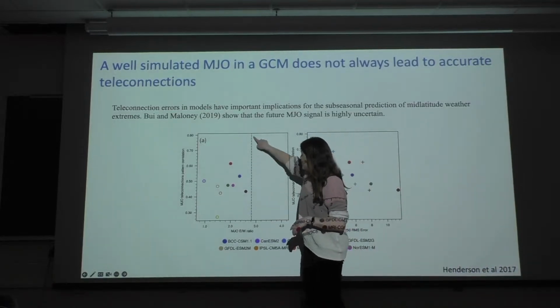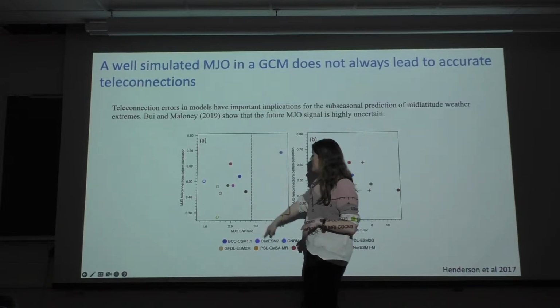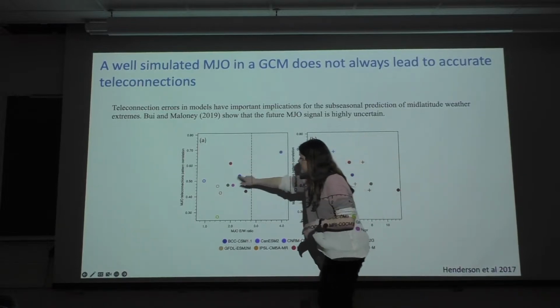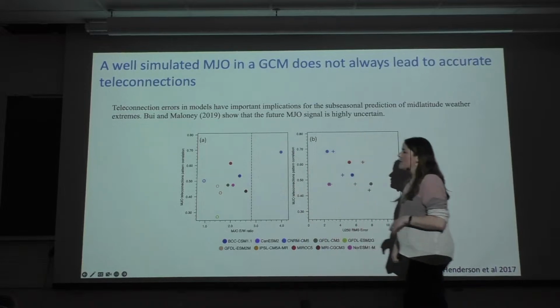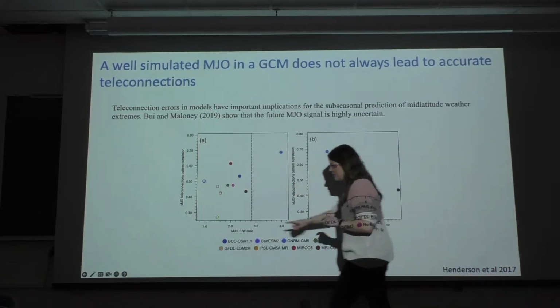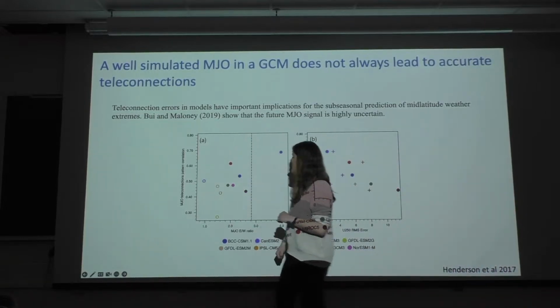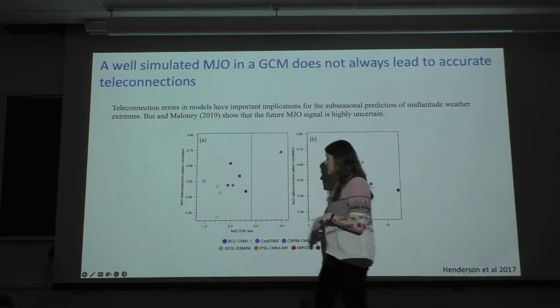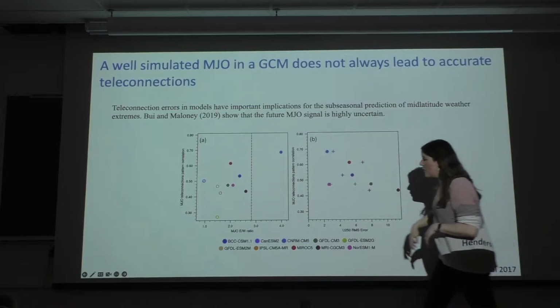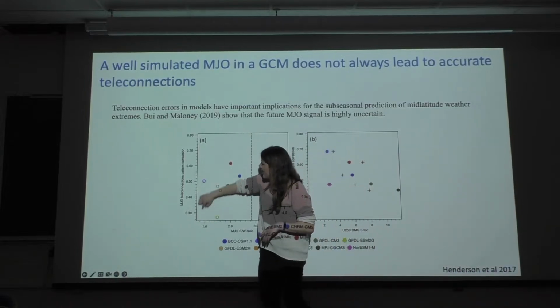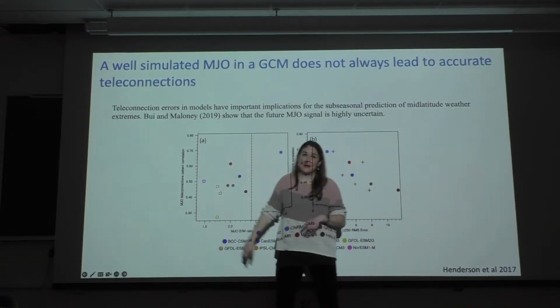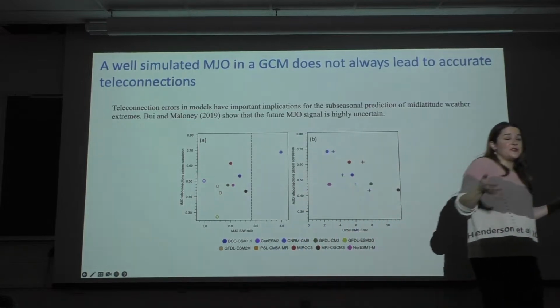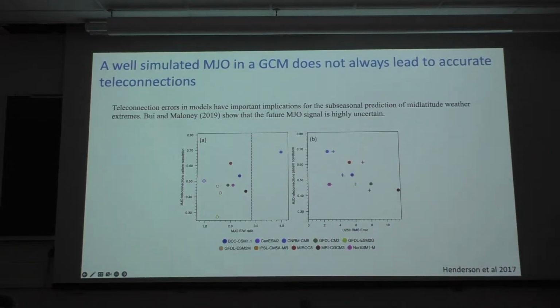So here are the observations. This dashed line here, and each of these circles are individual models. The models that were deemed to have a poor MJO are in the open circles, whereas the ones with a decent MJO are in the filled circles. On the y-axis here is a pattern correlation with the MJO teleconnection. So we use it as a measure of how well the model captures the MJO teleconnection patterns.